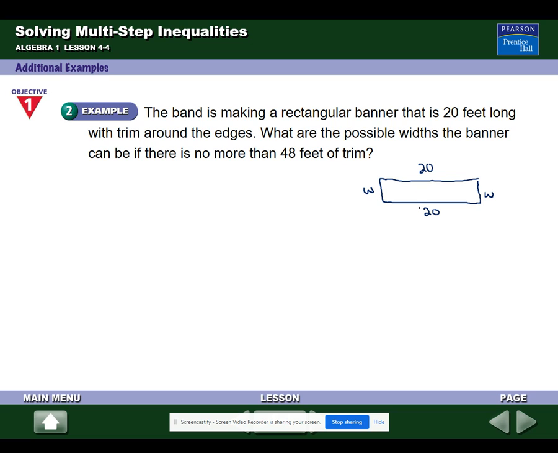You know, a rectangle, the sides are the same length, so you got 20 and W and then 20 and W, okay? So 2 20s plus 2 W's cannot exceed 48. Could it be less? I mean, could we have some trim left over? Sure, you're probably going to max it out, but you could have some left. That's why it's an inequality. So this is 40.